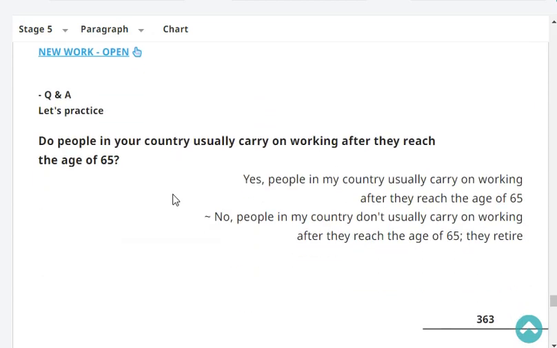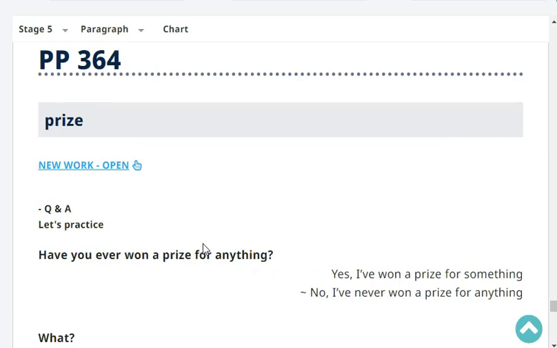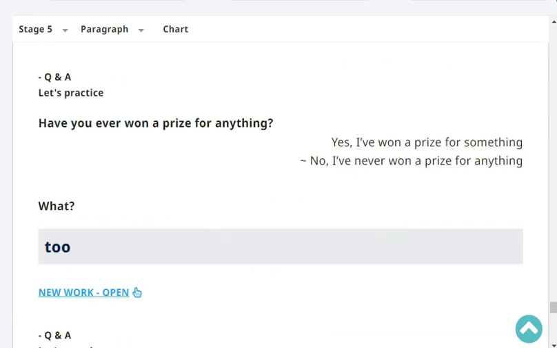Do people in your country usually carry on working after they reach the age of 65? Yes or no? No, people in my country usually don't carry on working after they reach the age of 65. They retire. Very good.